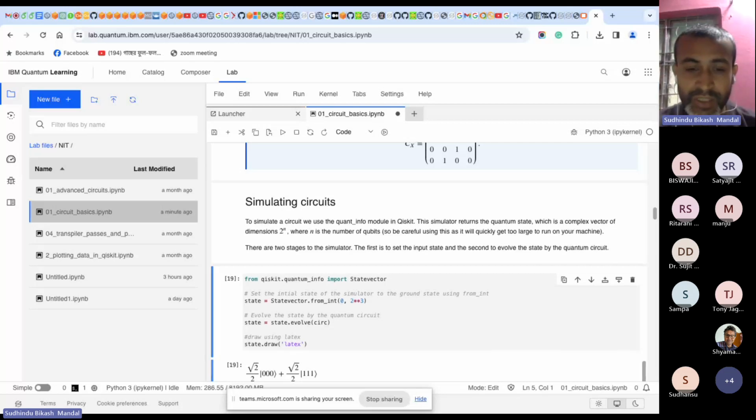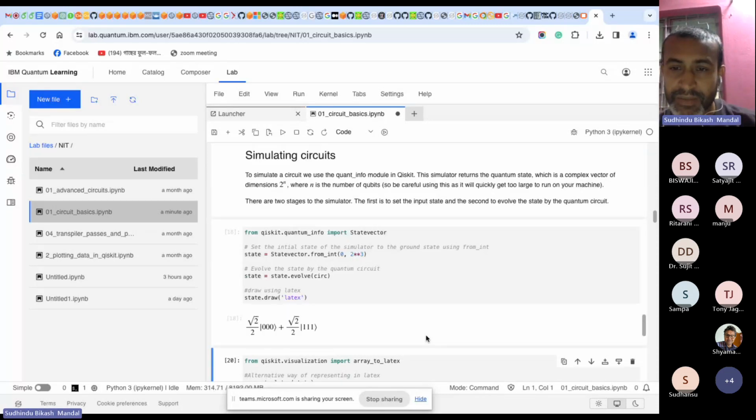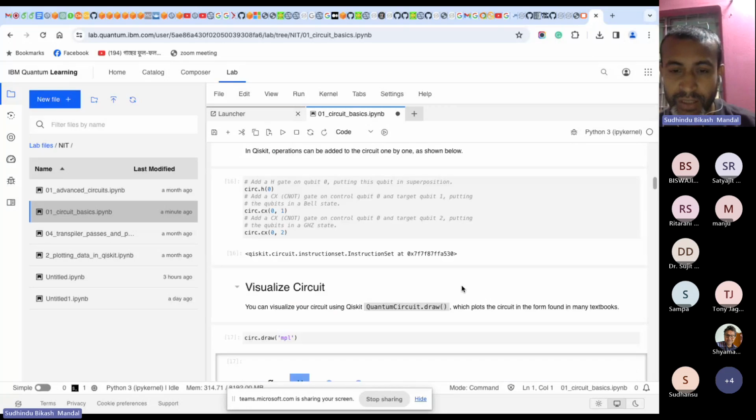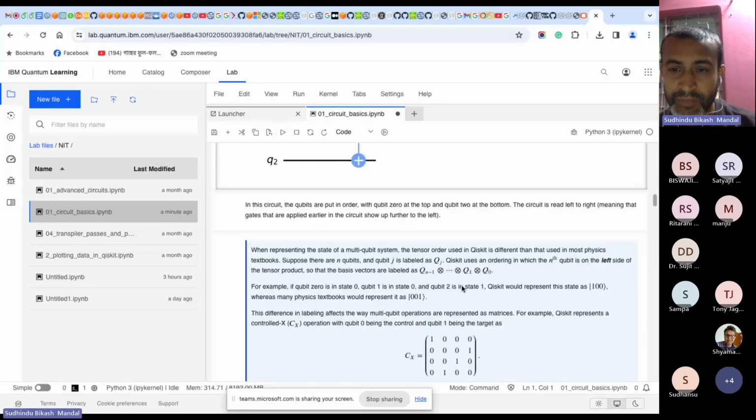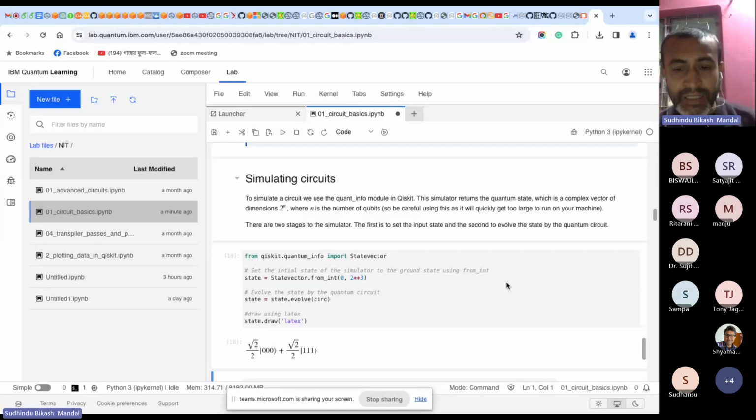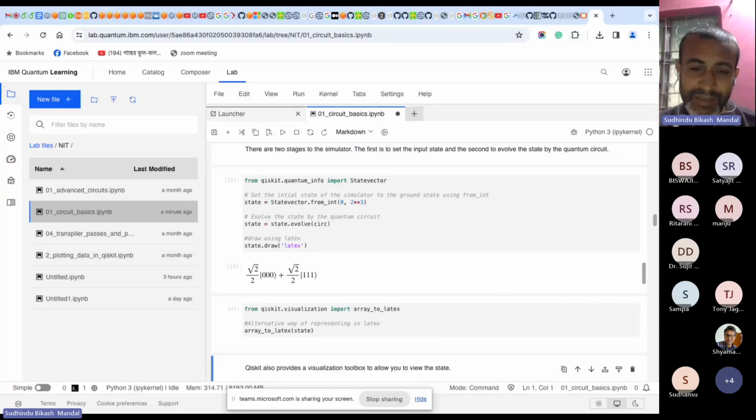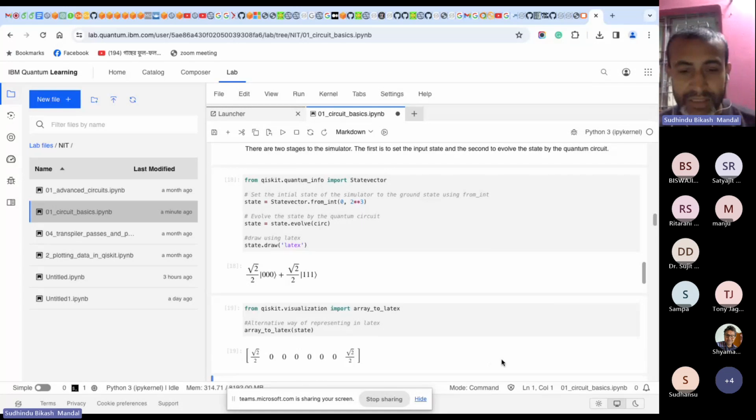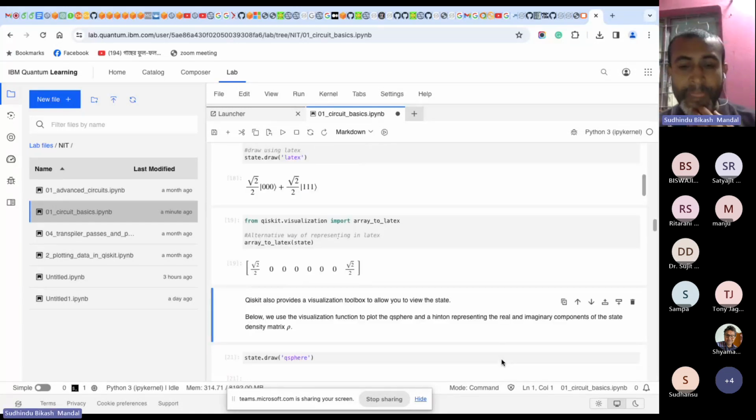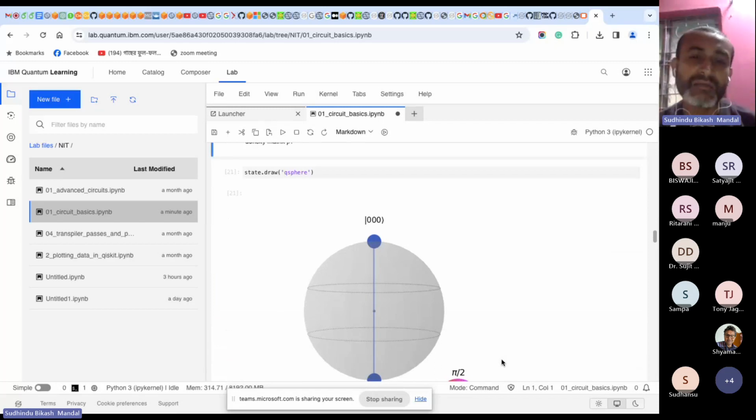So if you execute this, it will generate the same state. Sorry, this one is the 00111 state. Okay, and there is another way to represent this. This is called array to latex. You will find this. And you can also view it in a Bloch sphere, or better to say, this one is called a Q sphere.